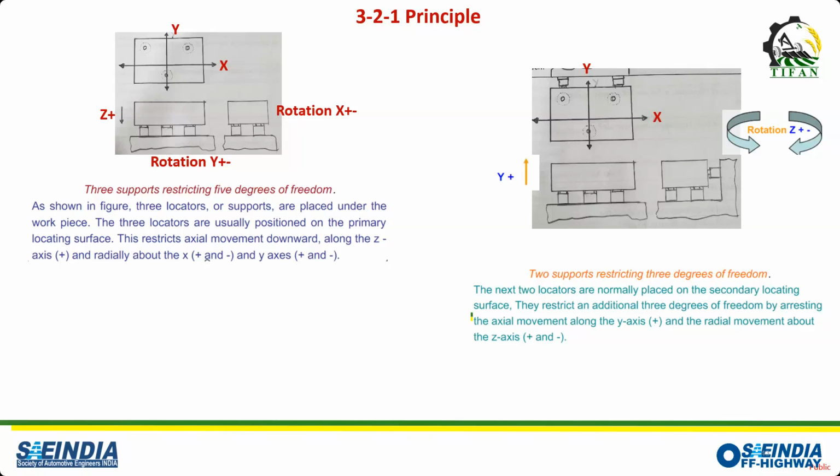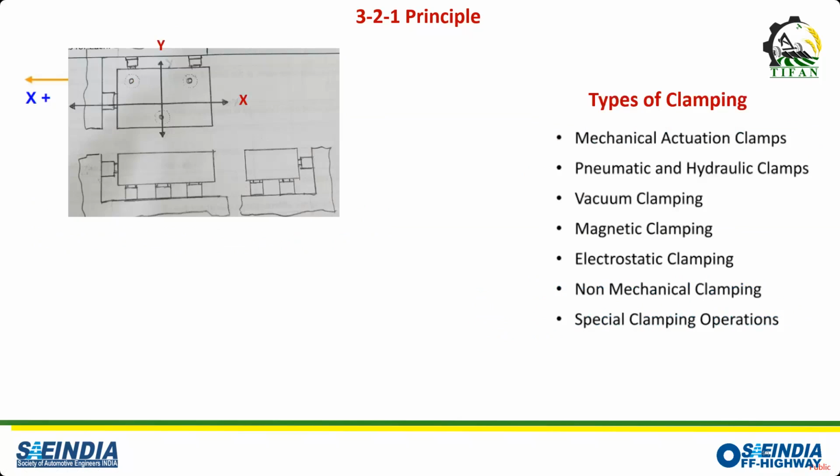So they constrain another 3 degrees of freedom. So there are a total of 8 degrees of freedom you can constrain with these two arrangements. And we can move to the next one, where I'll show you the last support pin.